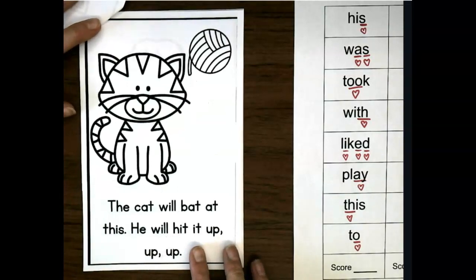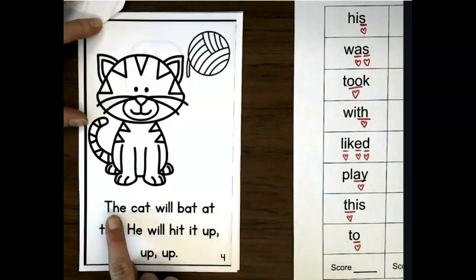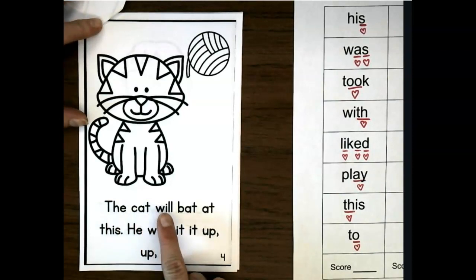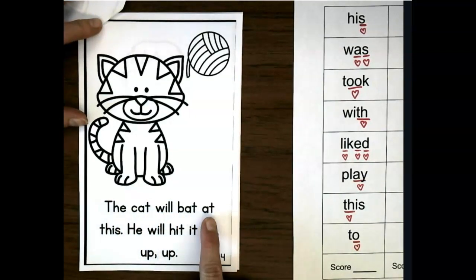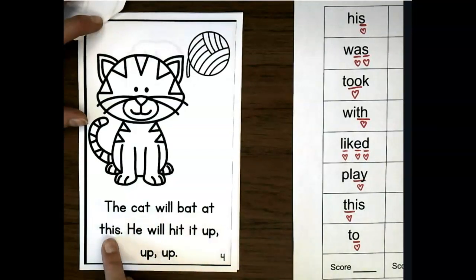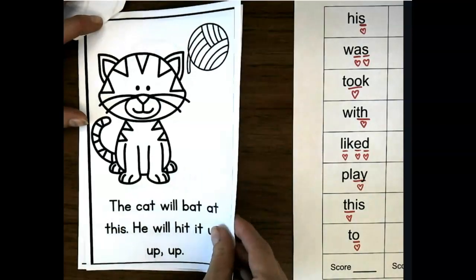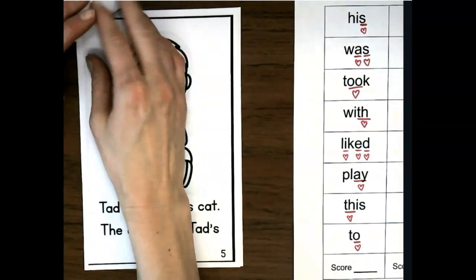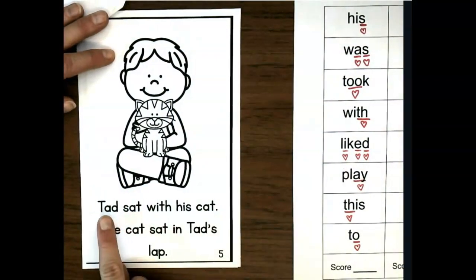On this page, there's 1 sight word. Look for it as I read. The cat will bat at this. He will hit it up, up, up. Say the sight word that you found. Did you find the sight word this? Awesome reading, friends. There are 2 sight words on this page.